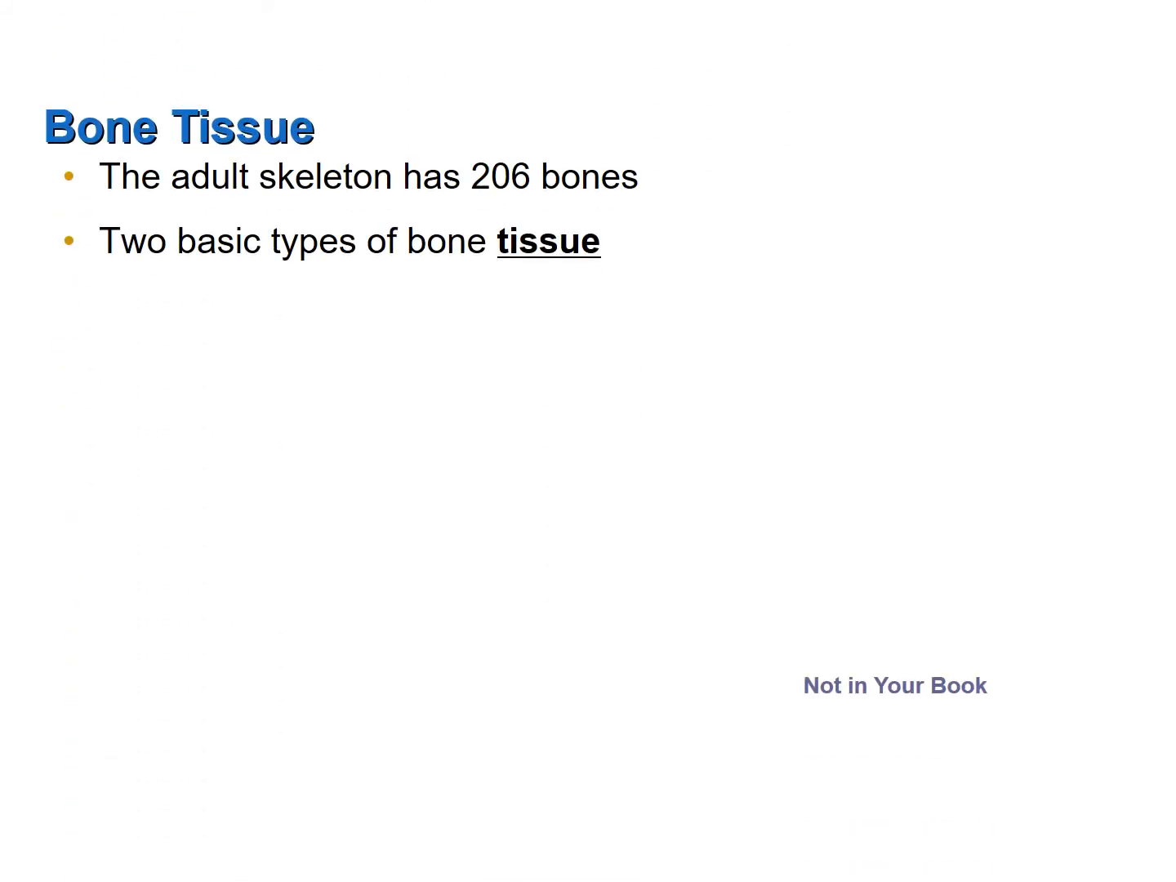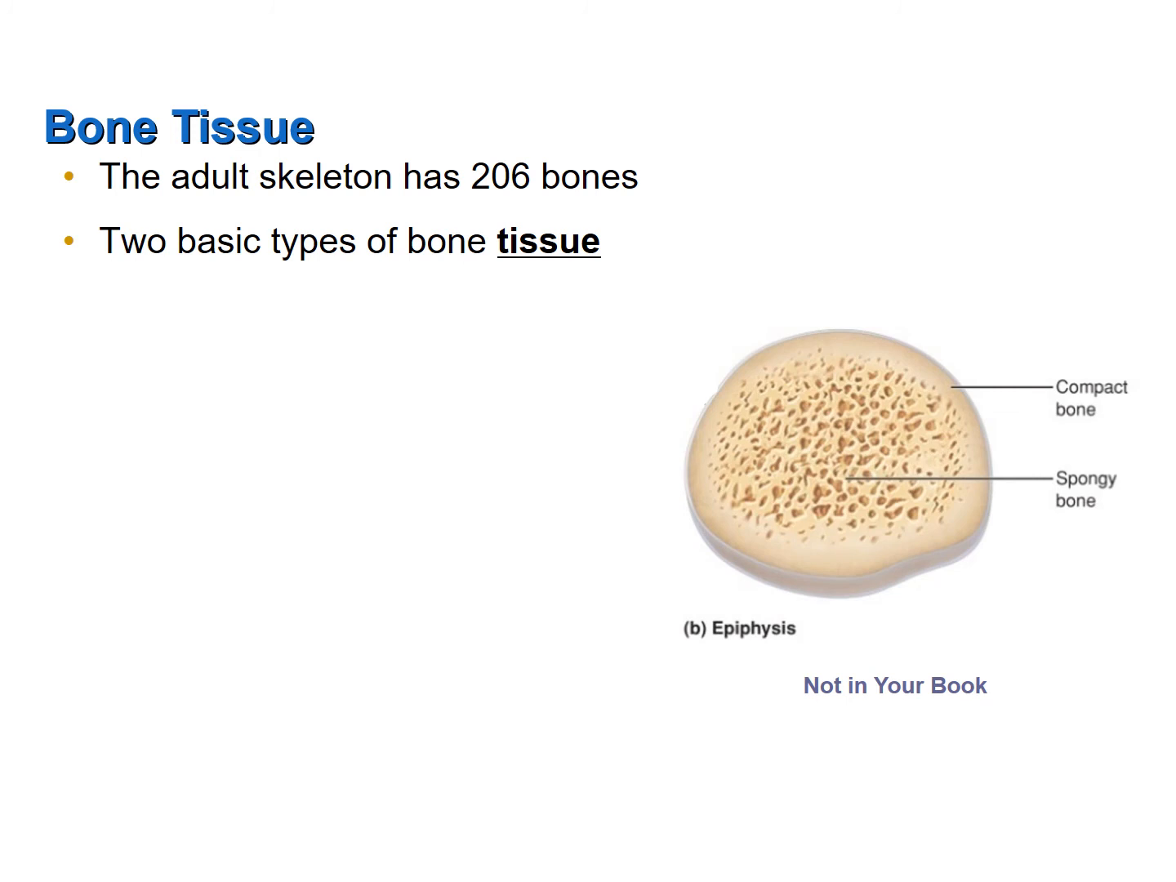There are 206 bones in an adult skeleton. All 206 bones are composed of two types of tissue. And I'm going to illustrate those two tissue types by using this figure here. This is a cross-section of the proximal end of the humerus. That is the bone located in the brachial region of the arm.